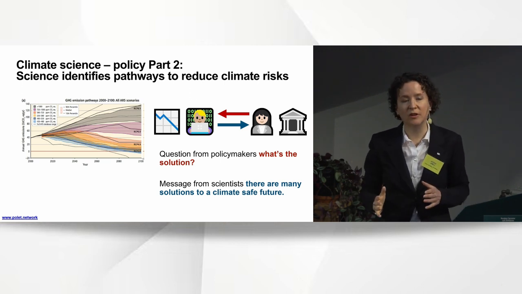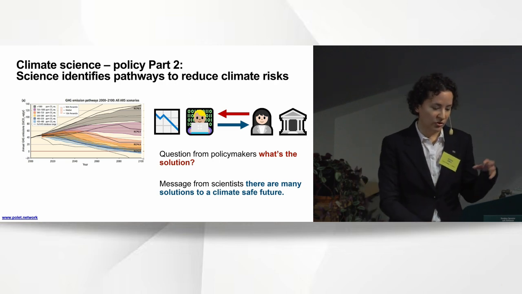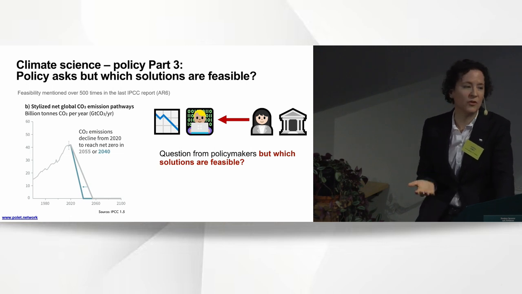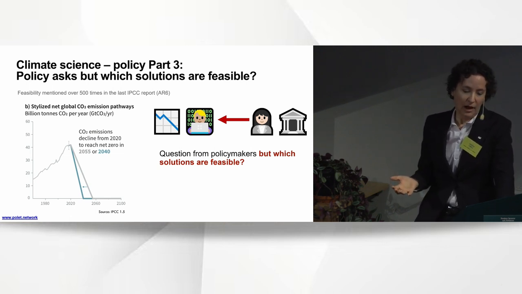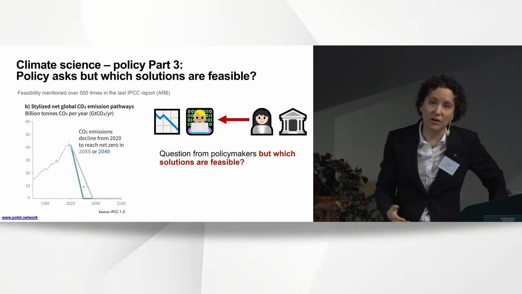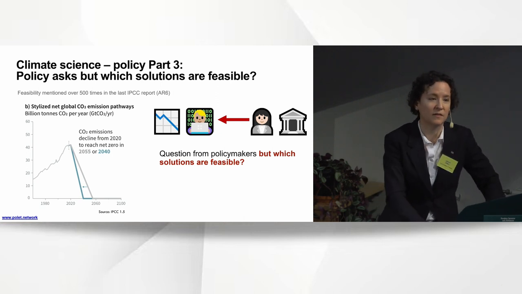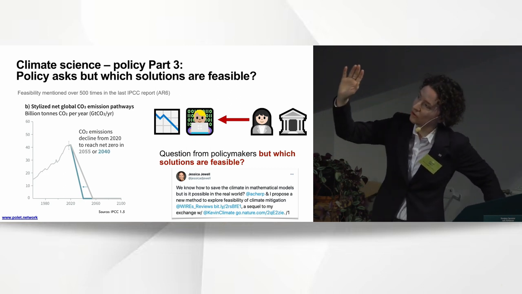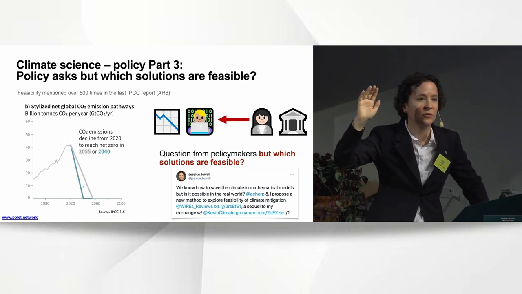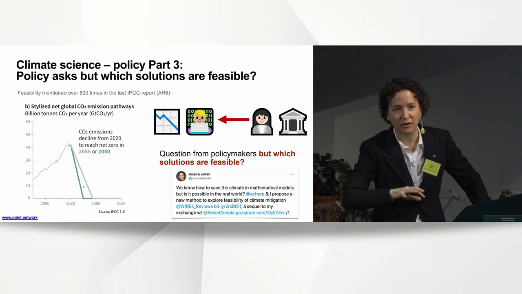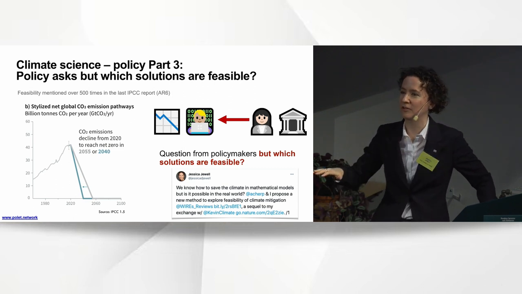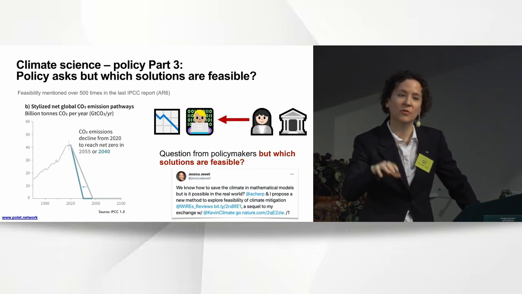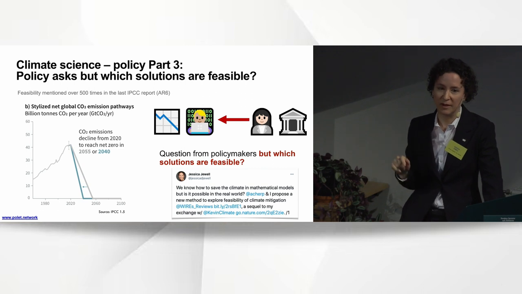And so another question came from policy, which reshaped what we're focusing on today, which is, but which solutions are feasible? What can we really do? And basically, policymakers said, okay, well, we can solve it in these mathematical models, but can we solve it in the real world? Because when scientists present these pathways, they said, okay, these pathways are feasible. But feasible means something very different to the scientist than it does to the politician. So something that's feasible for the policymaker means something that we can actually do. Something that's feasible to these scientists is something that solves in their mathematical models.